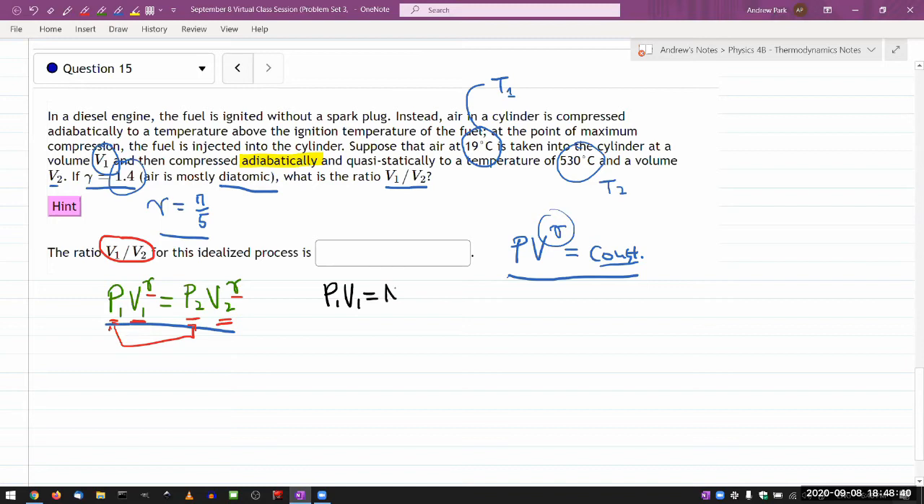P1 V1 is equal to some number of molecules, another unknown, I'm hoping it'll cancel out, times the Boltzmann constant times T1. P2 V2 is equal to the number of molecules times the Boltzmann constant times T2. And my hope is that this fits, because the temperatures involved in these equations are known or given quantities. So I think most of you probably know where to go once you have this much.